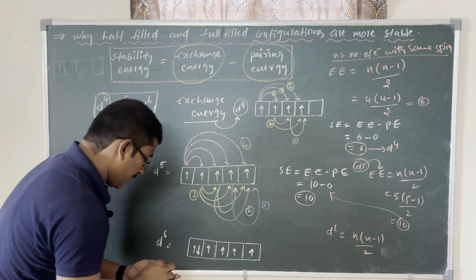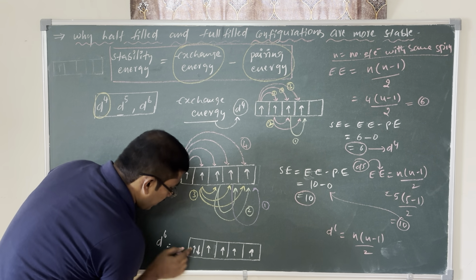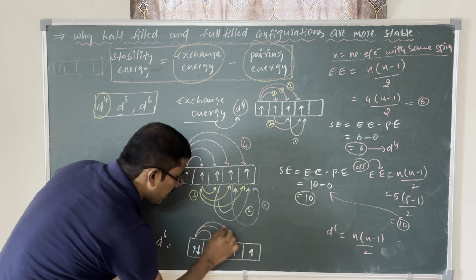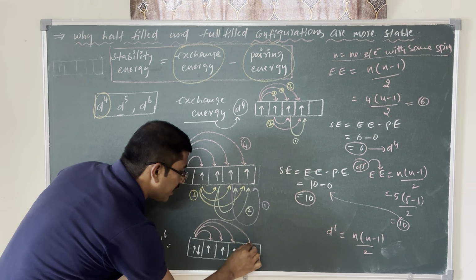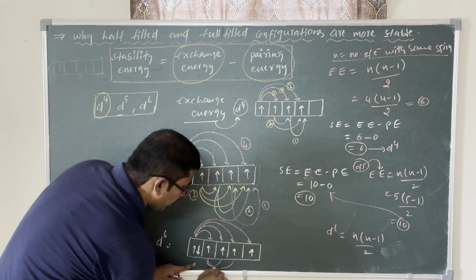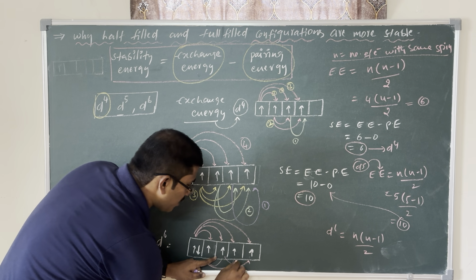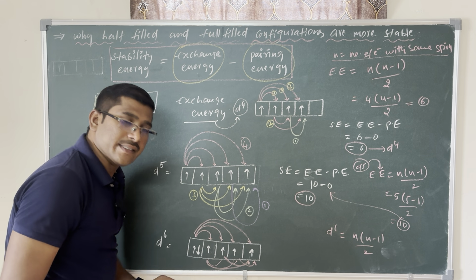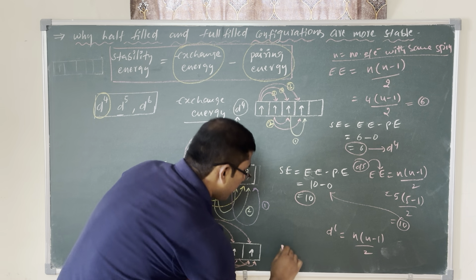Just here with respect to this one you have to see. Now with respect to this electron, how many exchanges are there? Already we did that one. 4 are there with respect to this. With respect to this one, how many are there? 3 are there. With respect to this one, how many are there? 2 are there. With respect to this one, how many are there? 1 is there. Okay.